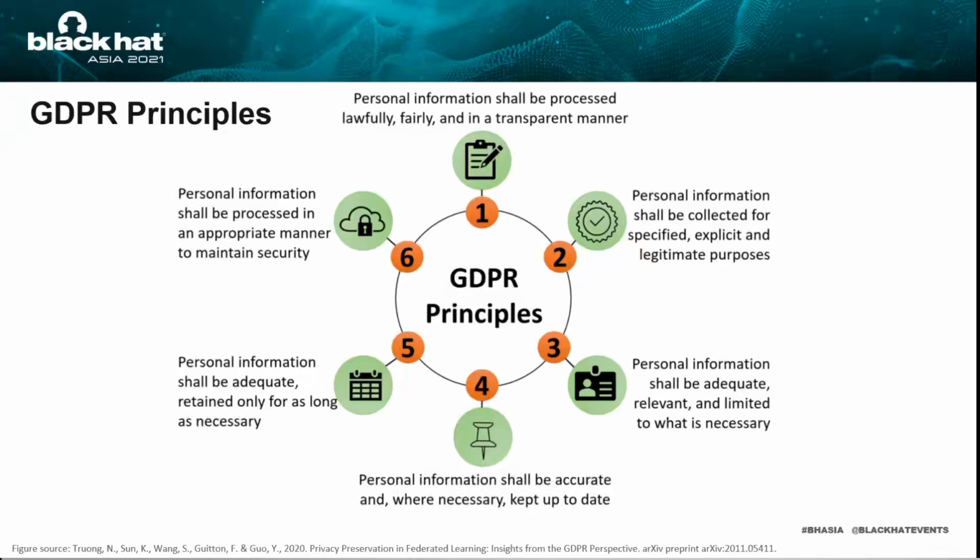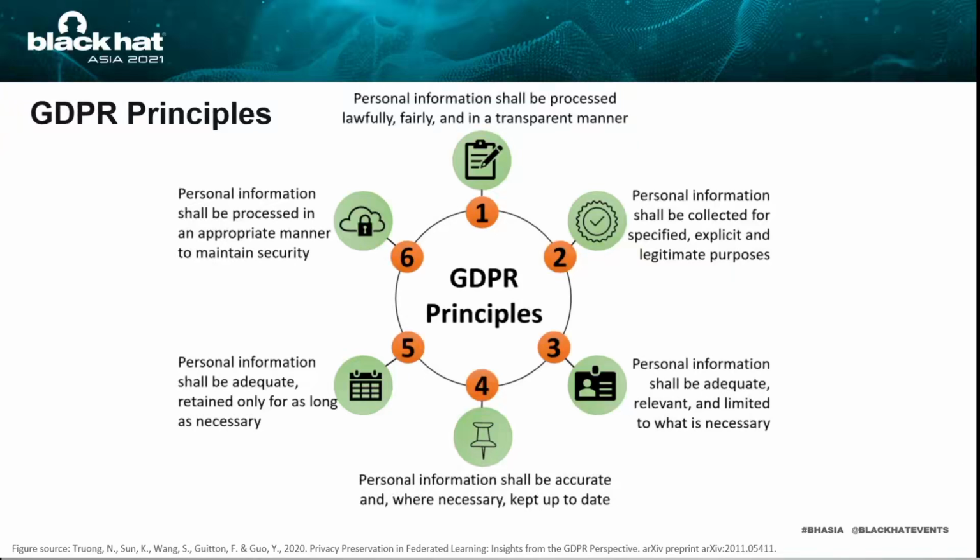The second principle: personal data should be collected for a specified, explicit, and legitimate purpose. So that means the data controllers cannot arbitrarily collect the data. They should declare that purpose to the data owner. Then, following that purpose, they can collect the data used specifically for that purpose.